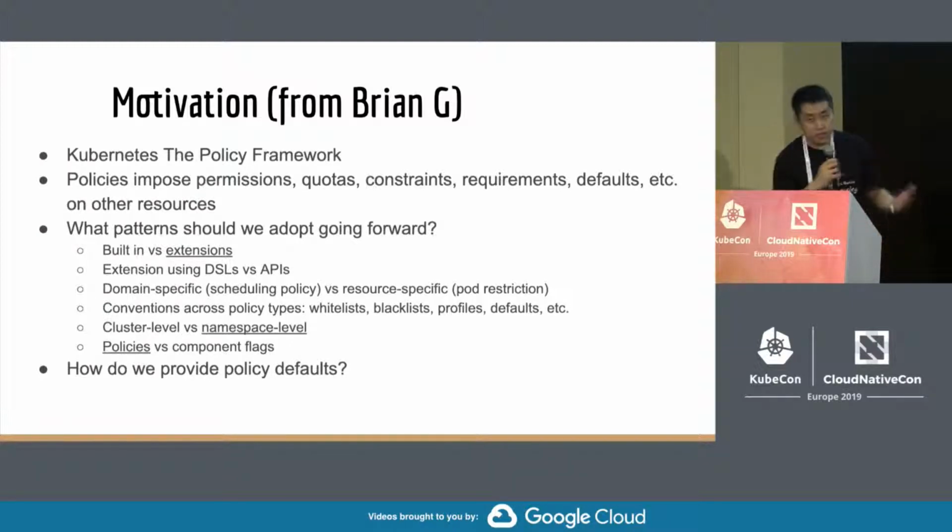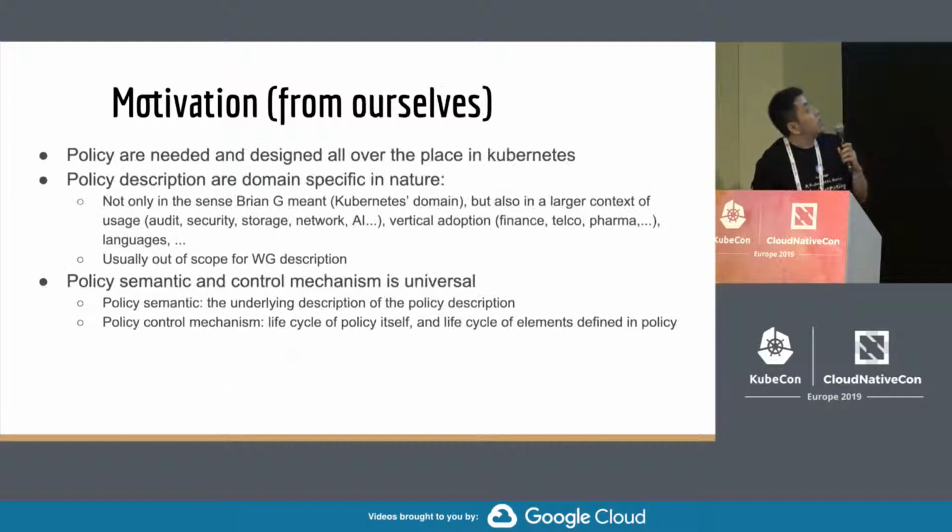On the motivation side, last year, like Brian Grant also mentioned, there's a need for Kubernetes to utilize more policies to address many issues. So basically, he called for a Kubernetes policy architecture. For us, policies are scattered around. You can see networking policies, RBAC policies, and many security policies. So we are wondering if there's one architecture to look at it.